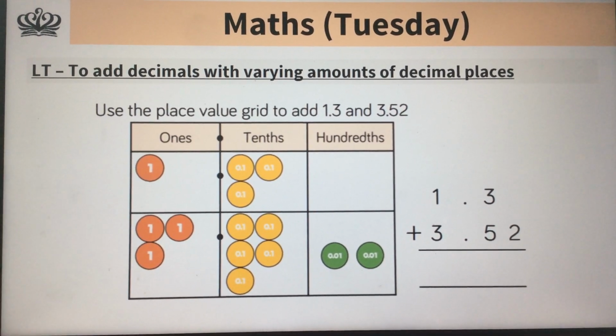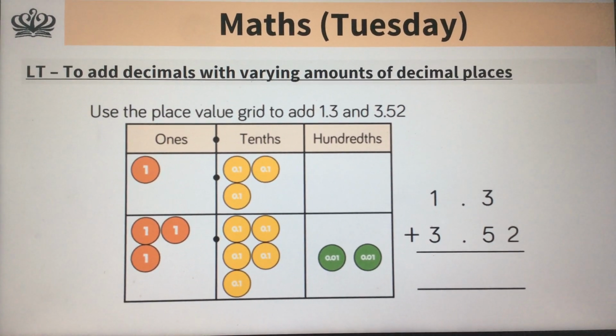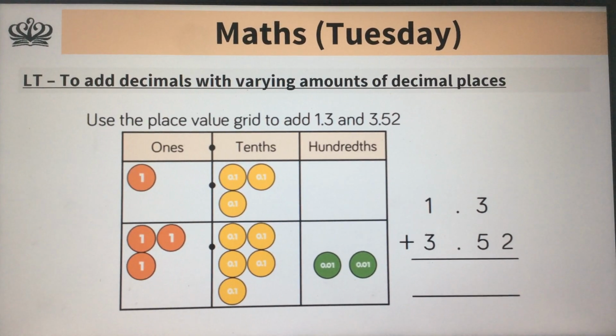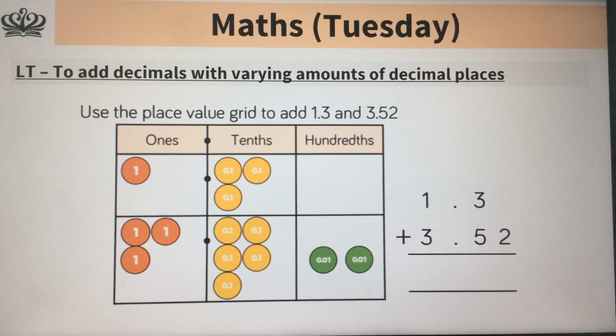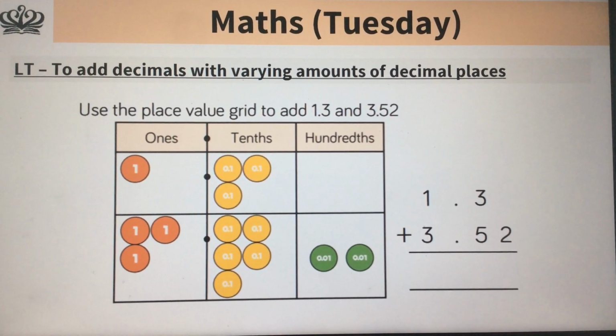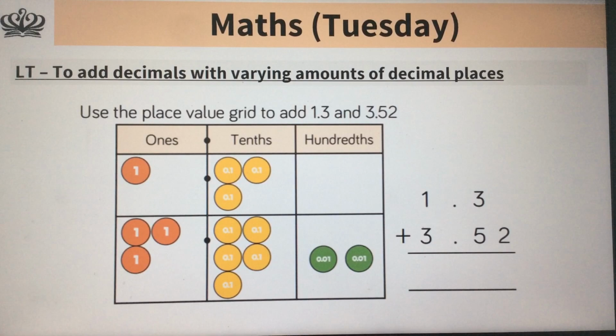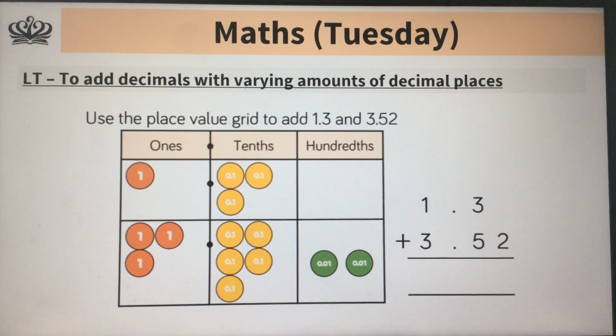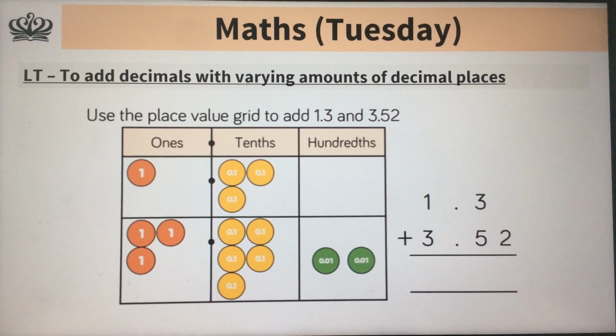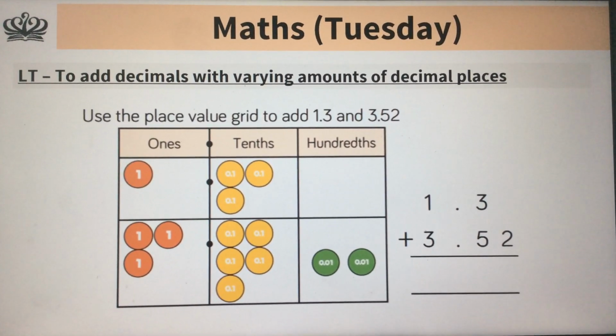Good morning. This is maths for today, which is Tuesday, and our learning target is to add decimals with varying amounts of decimal places. Okay, so this means that some of the numbers might have one decimal place, some of the numbers might have two decimal places or more. So you've got to be really careful when you are adding these decimals today.